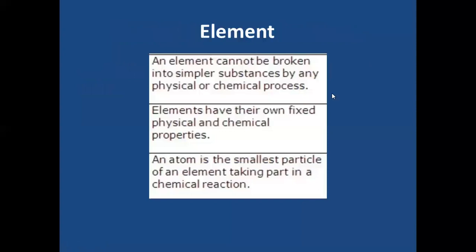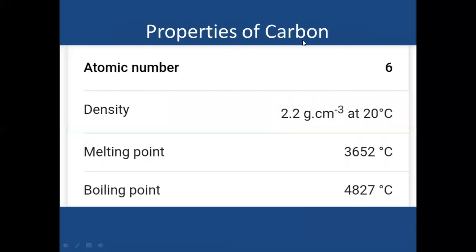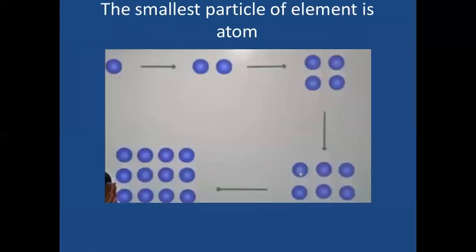Second point, elements have their own fixed physical and chemical properties. All the elements have fixed or special properties. For example, carbon: the atomic number of carbon is 6, density is 2.2, melting point is 3652, and boiling point is 4827 degrees Celsius. I just took the example of carbon. All the elements have specific or fixed properties.